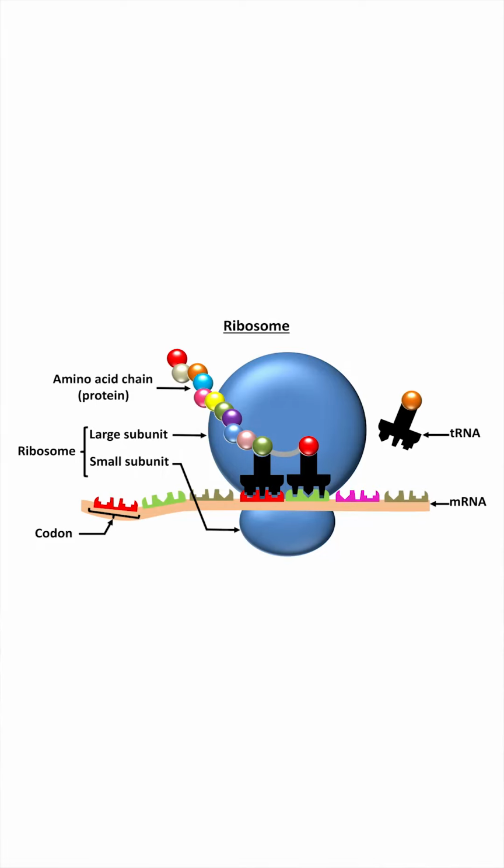Ribosomes are really small organelles that have two subunits, the small and the large. Ribosomes are measured in S units, and in cells there are two types of ribosomes, the 70S and the 80S.